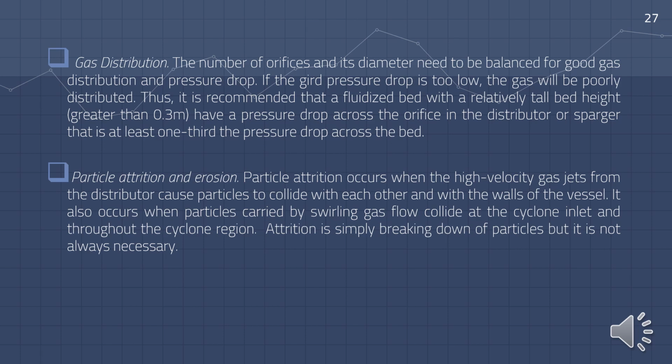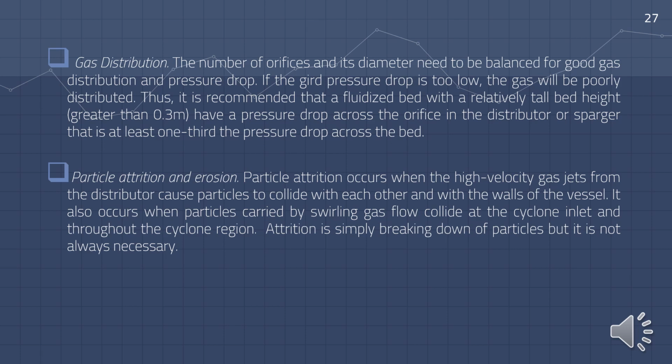Then we have particle attrition and erosion. Particle attrition occurs when the high-velocity gas jets from the distributor cause particles to collide with each other and with the walls of the vessel. It also occurs when particles carried by swirling gas flow collide at the cyclone inlet and throughout the cyclone region. Attrition is simply the breaking down of particles, but it's not always necessary.